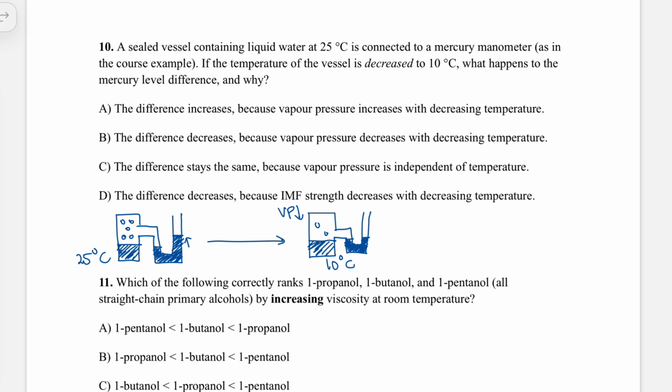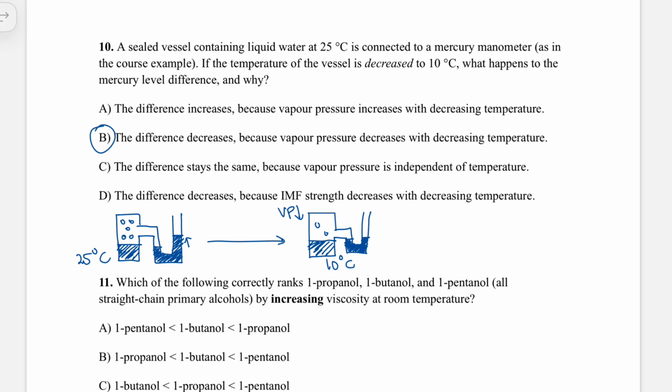Okay, so this means that the correct answer is B. The difference decreases, so it's becoming more level because the vapor pressure decreases with decreasing temperature.